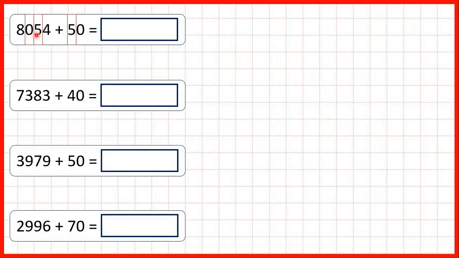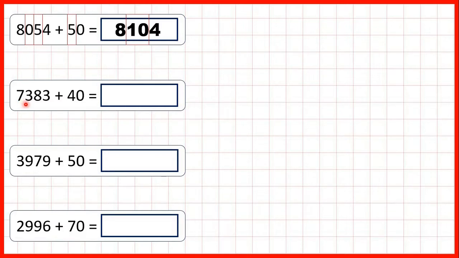So we can change these digits that we've highlighted to 10, so to 1 and 0, and leave our other digits the same. So our answer is 8,104.